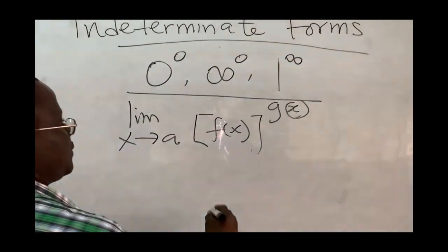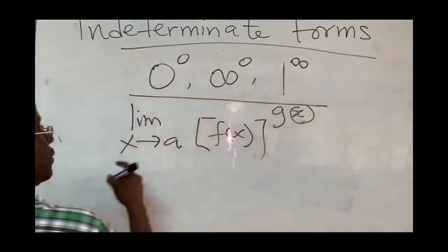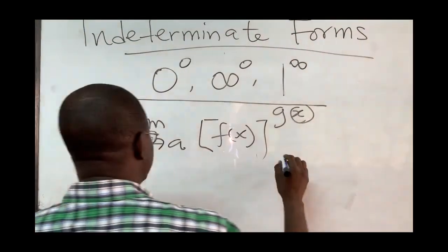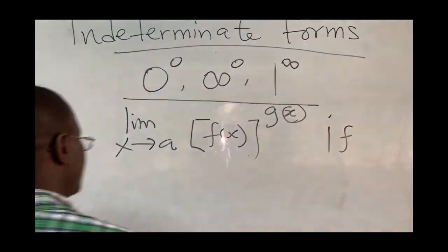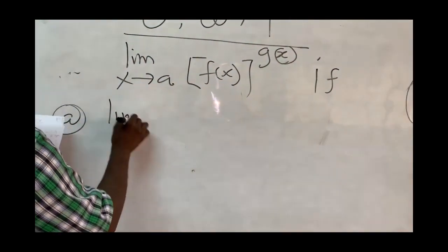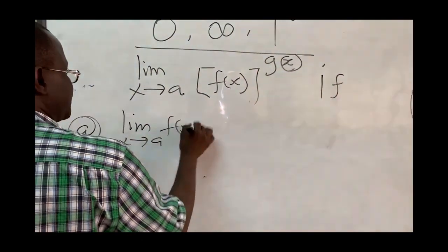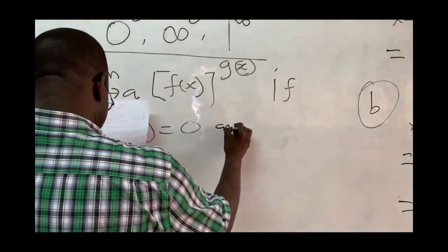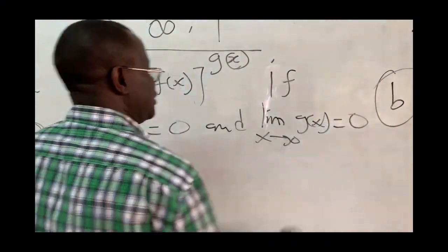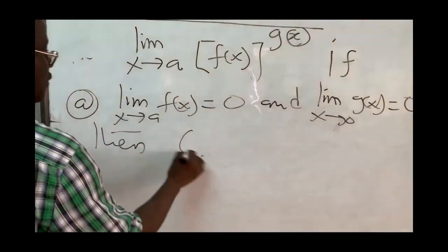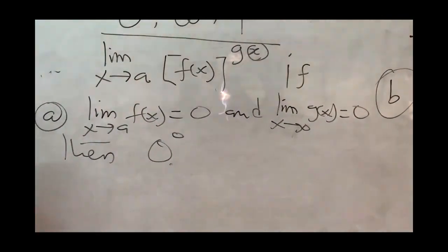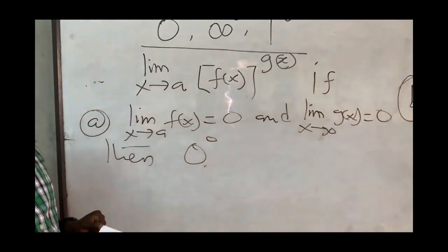This expression is indeterminate if, first of all, you have the limit as x goes to a of f of x going to 0, and the limit as x goes to a of g of x is equal to 0, then we have the form 0 to the power 0. This is going to 0, that's also going to 0. So what does the whole expression approach? That is the question.